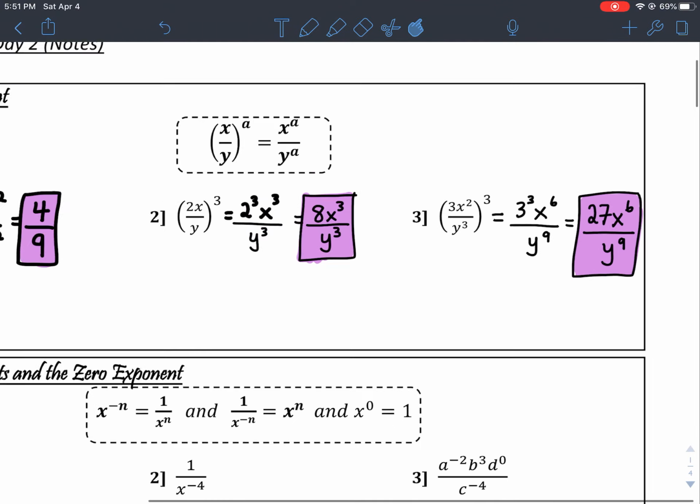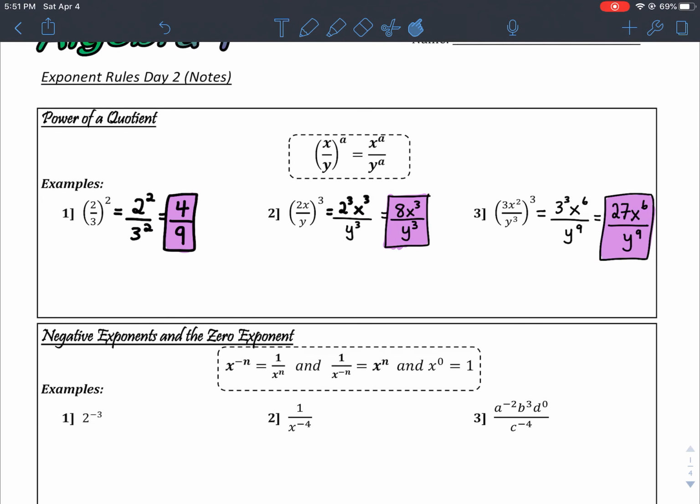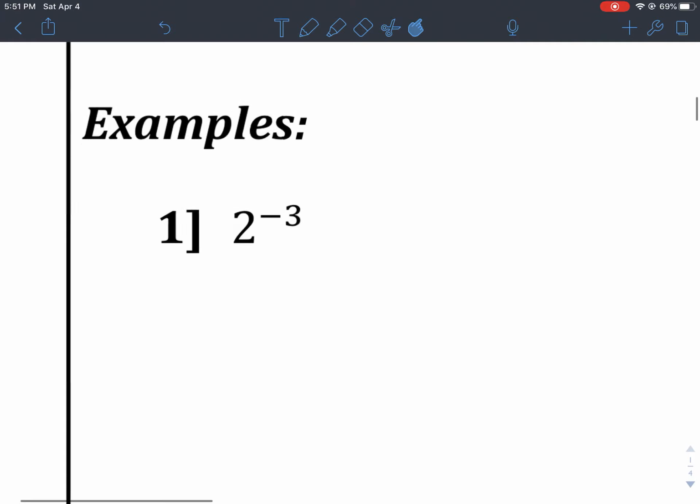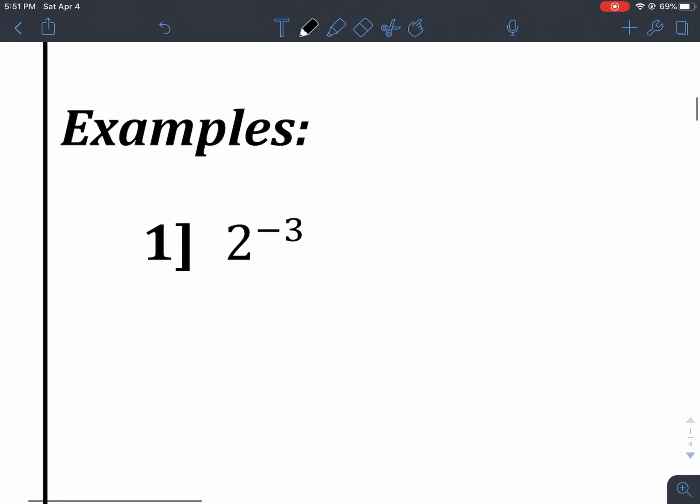Okay, so now we're going to move on to our next rule of the day, and we're going to talk about negative exponents and the zero exponent. So the first example we're going to look at is 2 to the negative third power. The first thing you may remember your teacher telling you is that you cannot have negative exponents. What we do is we rewrite them as positive exponents. The rule I like to follow is if it's a negative exponent, cross the line and change the sign.